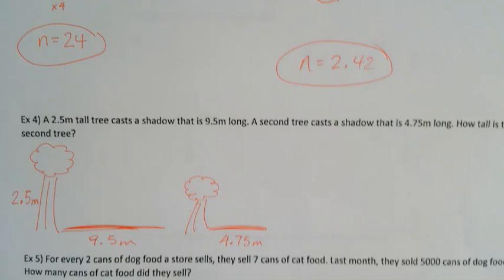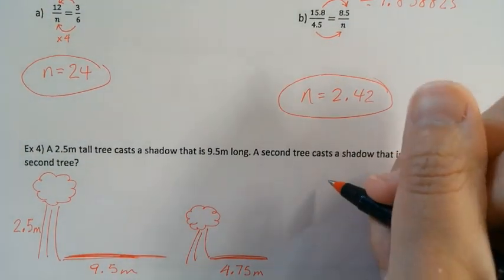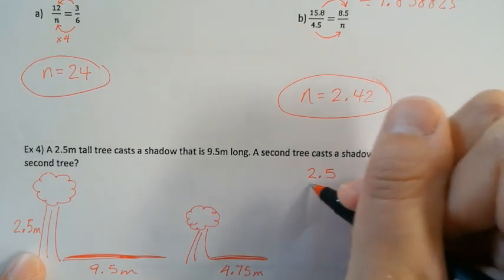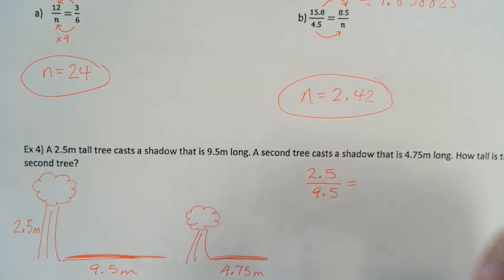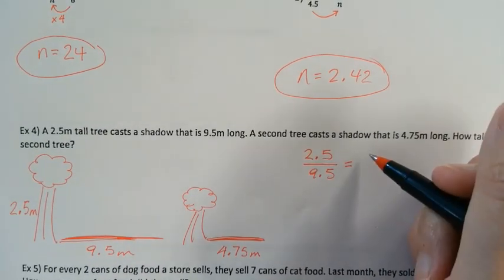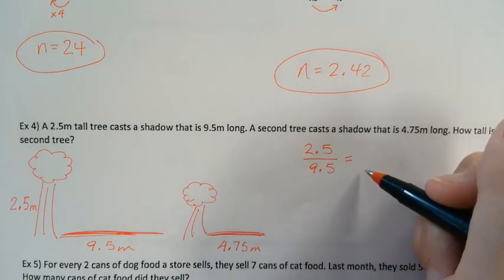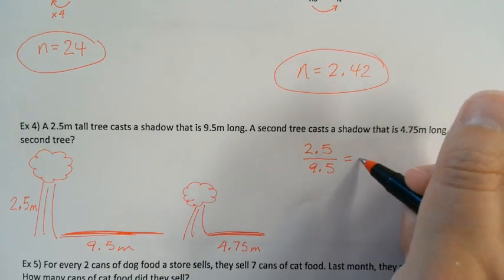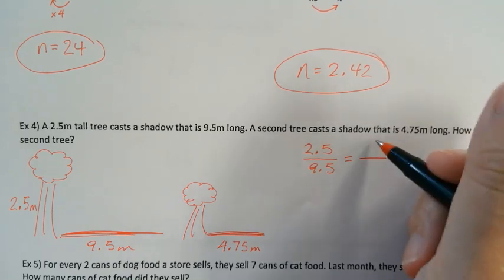Okay, so let's set it up as fractions like this. So I'm going to do 2.5 over 9.5 equals. Now here's the tricky part. Is it x over 4.75 or 4.75 over x? Which way should it be? Should my x be on the top or x on the bottom?